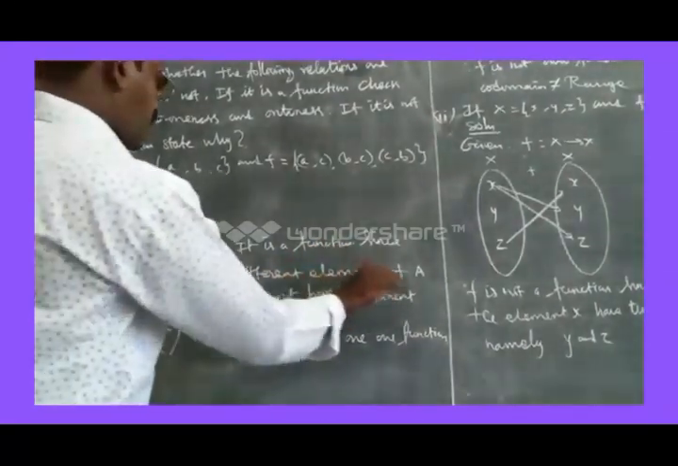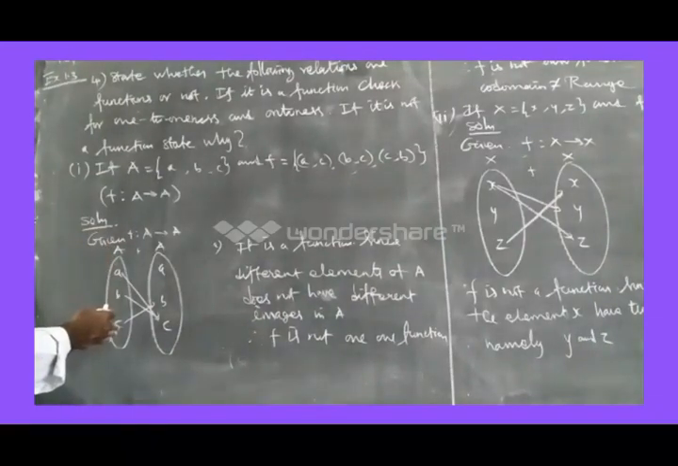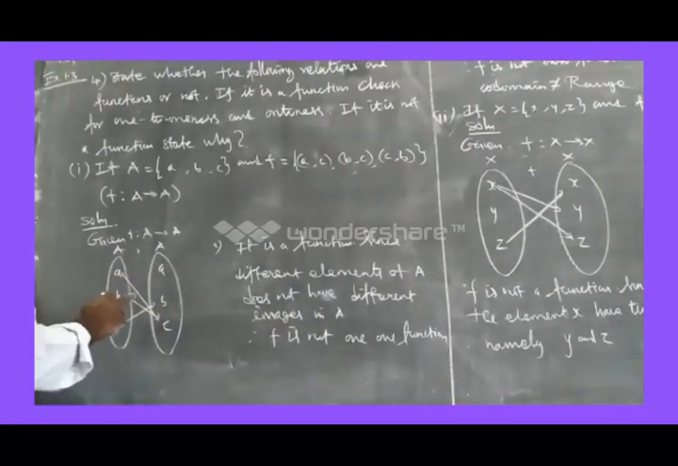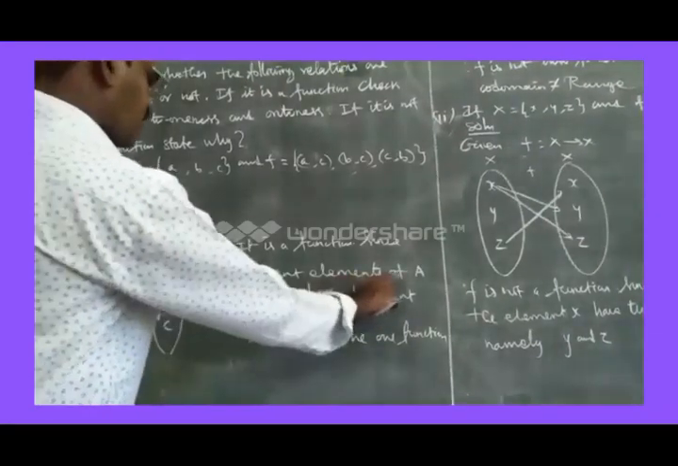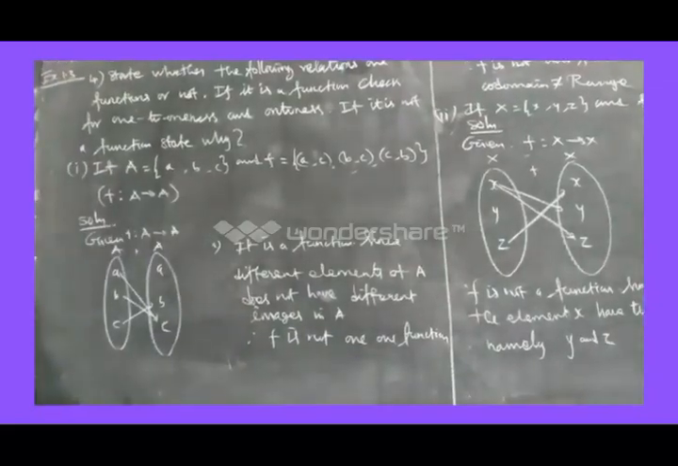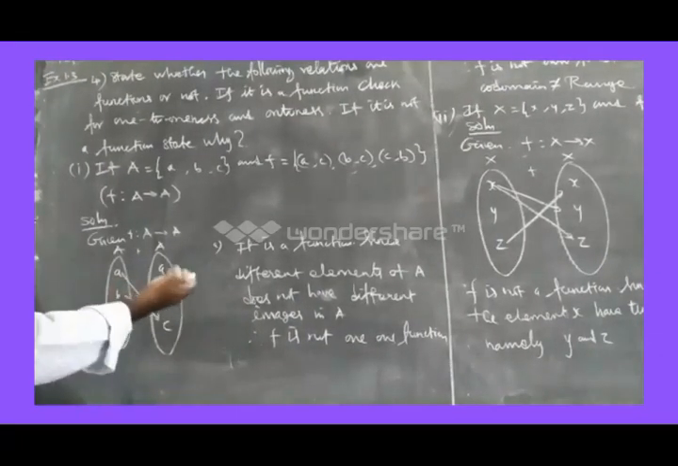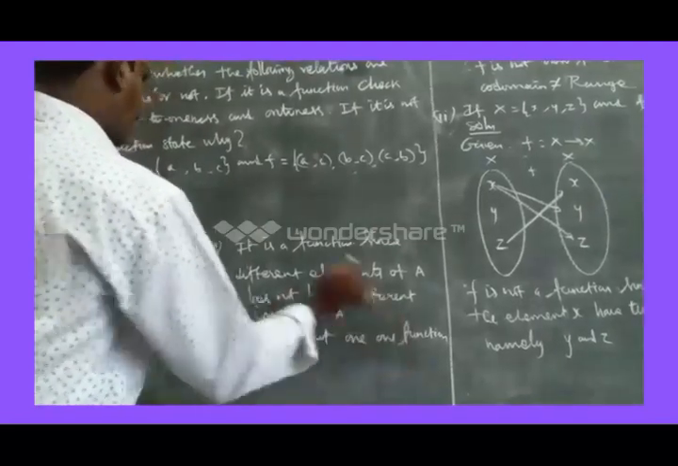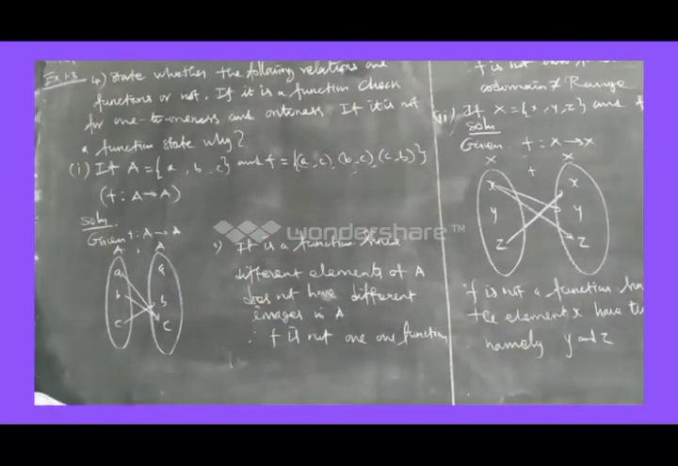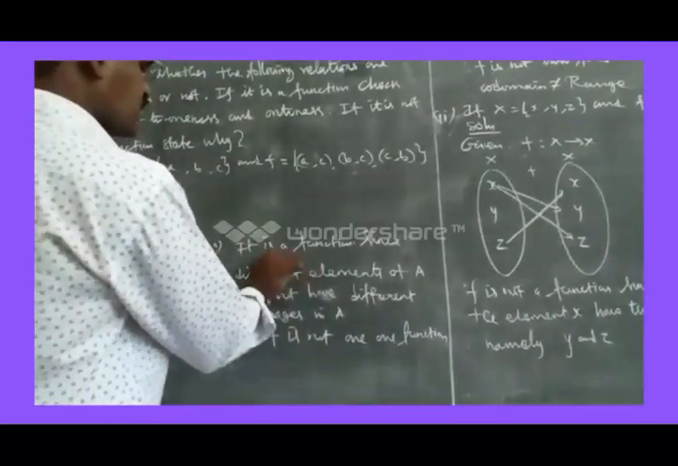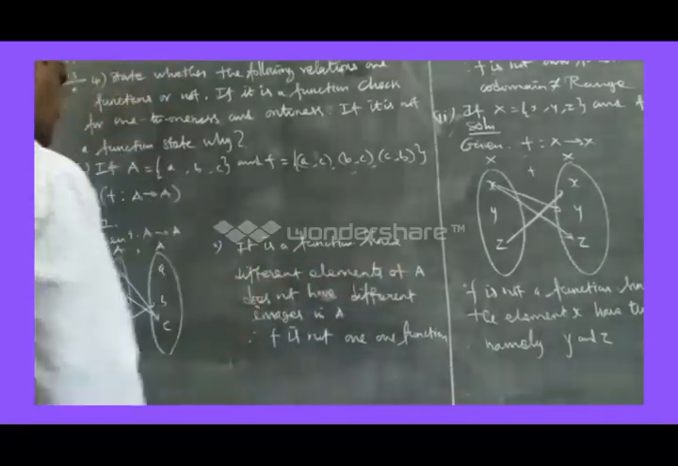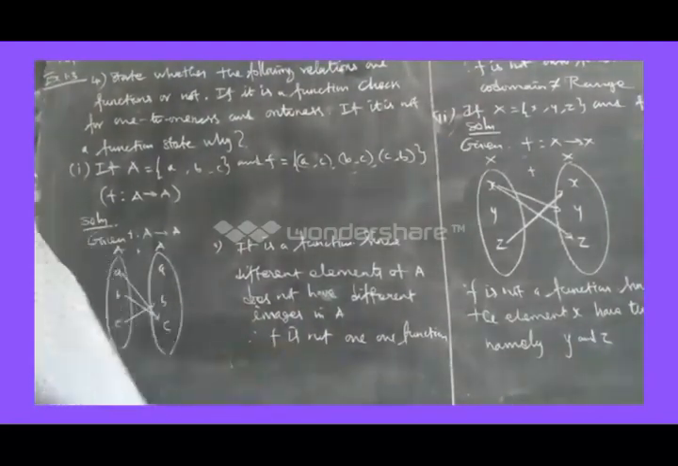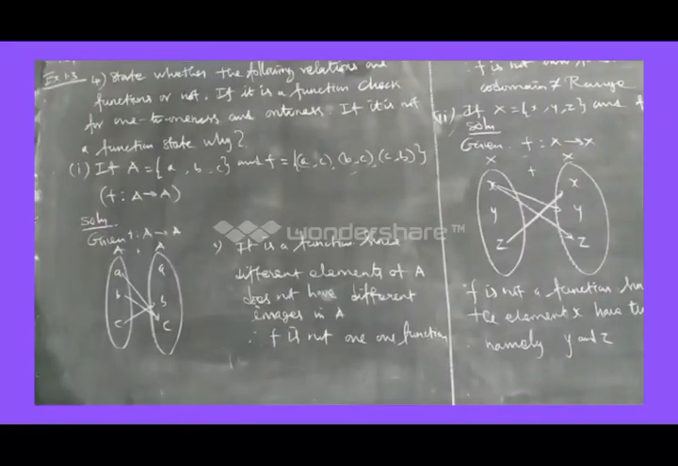Since different elements of A do not have different images in A, f is not a one-to-one function. Different elements of A do not have different images. Therefore f is not a one-to-one function.